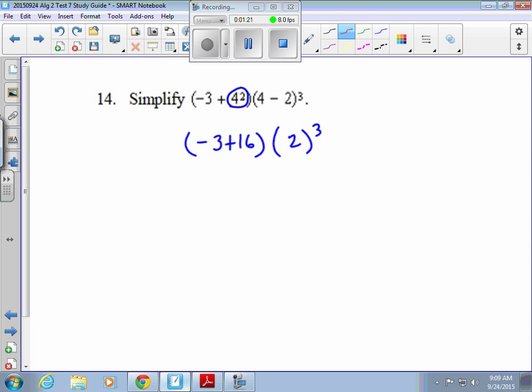Again, still inside parentheses, negative 3 plus 16 is 13. That times 2 cubed. 2 cubed is 2 times 2 times 2, which is 8. So you have 13 times 8. 3 times 8 is 24. 8 times 1 is 8, plus 2 is 10. 104 for that one.